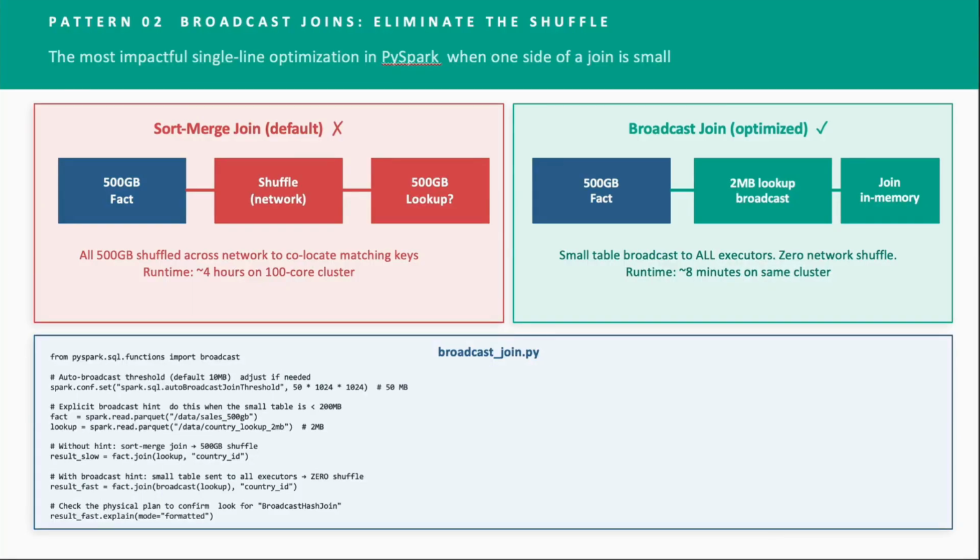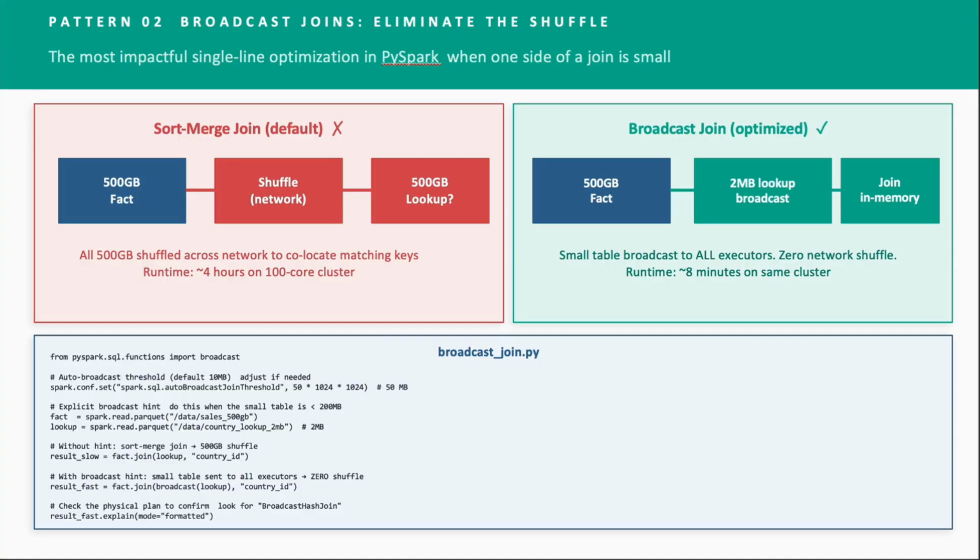Pattern 2, which is the single most impactful optimization in PySpark. One function, potentially 13 times faster. So look at the two diagrams at the top. Sort merge join, the default. Spark needs to collocate matching keys from both sides, so it shuffles the large table, all 500 gigabytes, across the network. Every executor sends its partition's data to the partition responsible for that key.